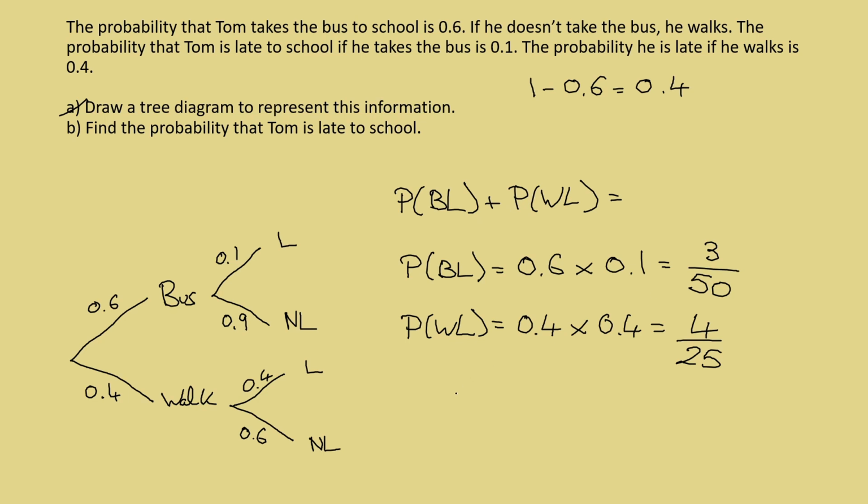So now we need to add these up. So if we add these up, we get 3/50 plus 4/25. Okay. And so again, if we plug this into the calculator or just do it manually, so common denominator of 50. So 25 to get to 50 times by 2. So we get 8 on top. So then we would get 3 plus 8 is 11/50. And so this should be the probability of Tom being late to school. Perfect. So now part B is done as well.